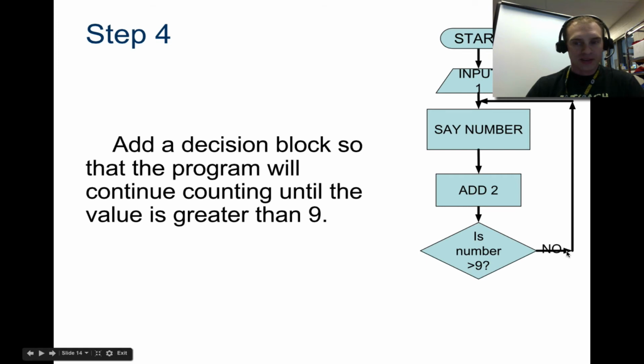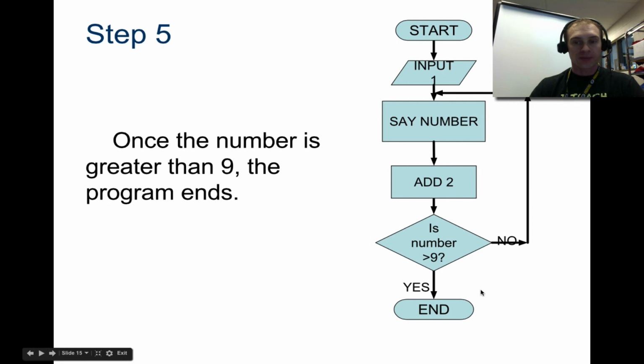If it's not, go back and say the number. So we started with 1 and we said 1. We've added 2. It's not greater than 9. So now we say it. So 1 plus 2 is 3. And then we add 2 more, that's 5. We haven't said it yet. Now we say 5. Add 2 more, we say 7. Add 2 more, we say 9, because 9 is not greater than 9. And now from 9 we add 2 more. Now it's 11. So is the number greater than 9? Yes. So we need to have another output, a yes output onto here. And then it ends. So what you've done is you've said 1, 3, 5, 7, 9.